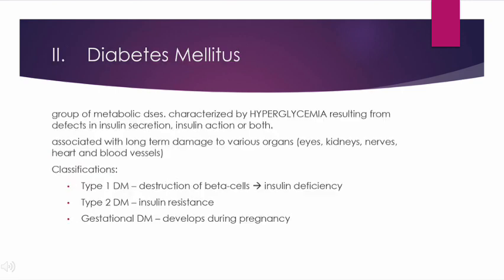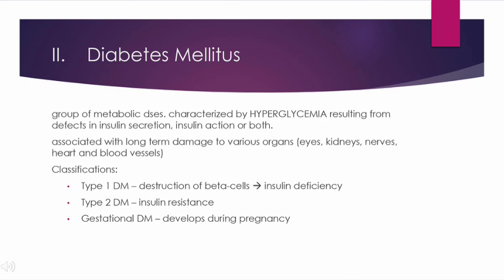The next major condition is diabetes mellitus. Diabetes mellitus is a group of metabolic disorders characterized by hyperglycemia or high blood sugar levels. This occurs due to problems with insulin. Either the body does not produce enough insulin, or the body cannot use insulin effectively.